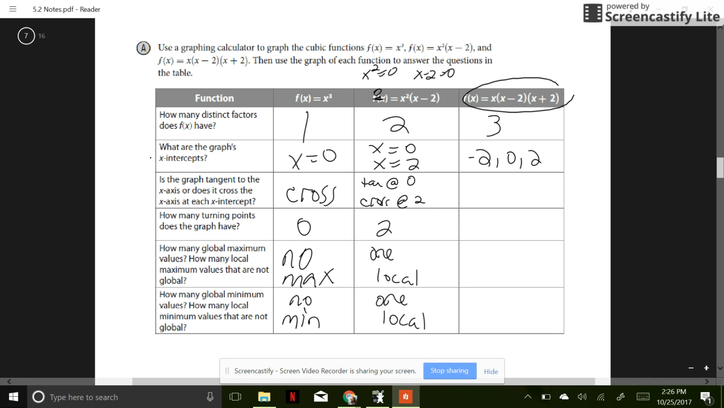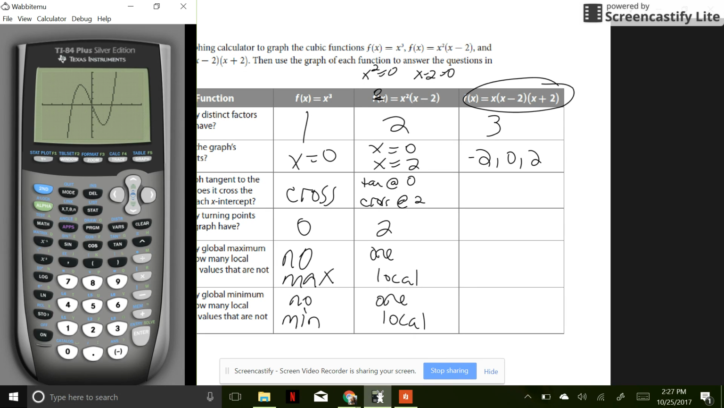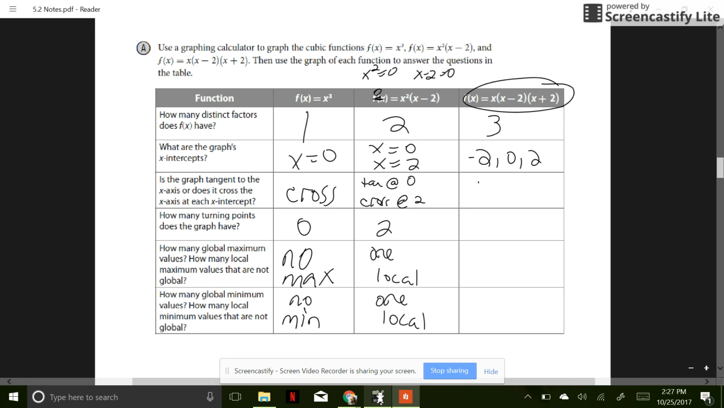Again, we should be able to see that from these factors here. If we set each of these factors equal to 0, it's going to tell us what our intercepts are. Are we tangent or do we cross? Well, it looks like at all 3 points we are crossing. So we're crossing at all 3 of those points.